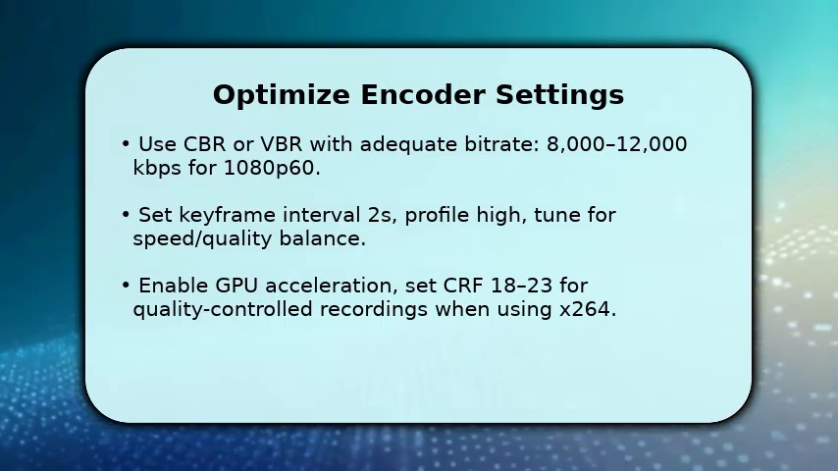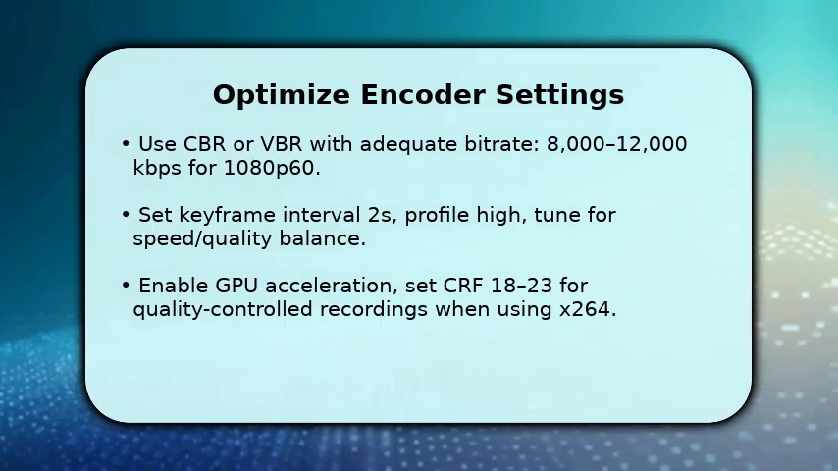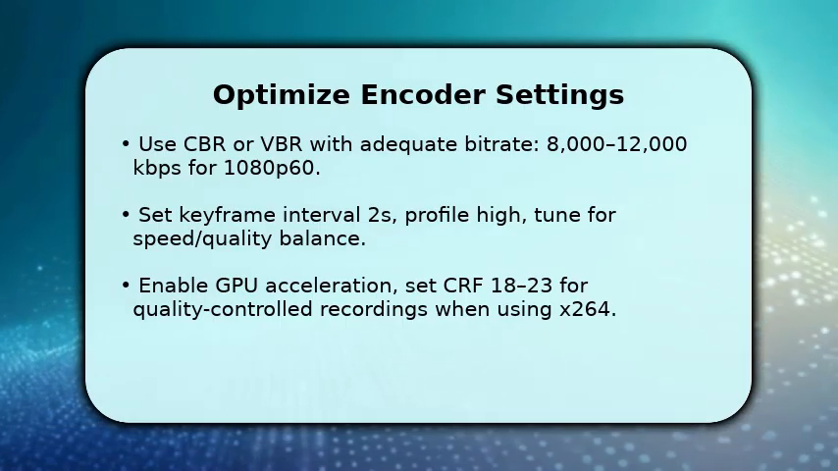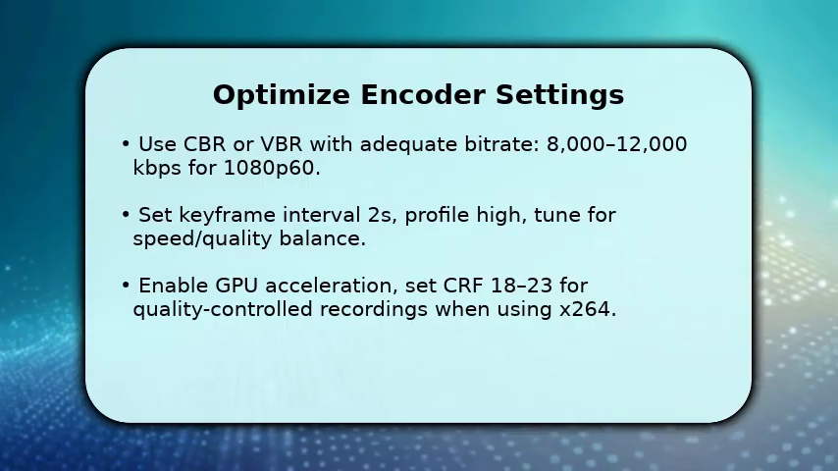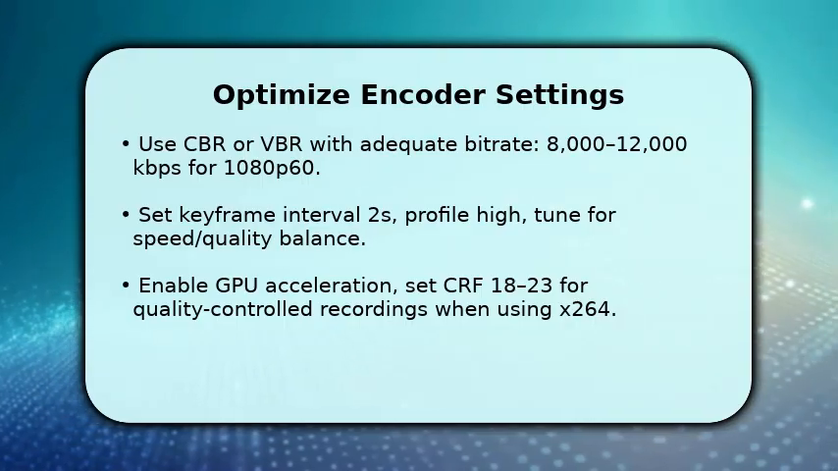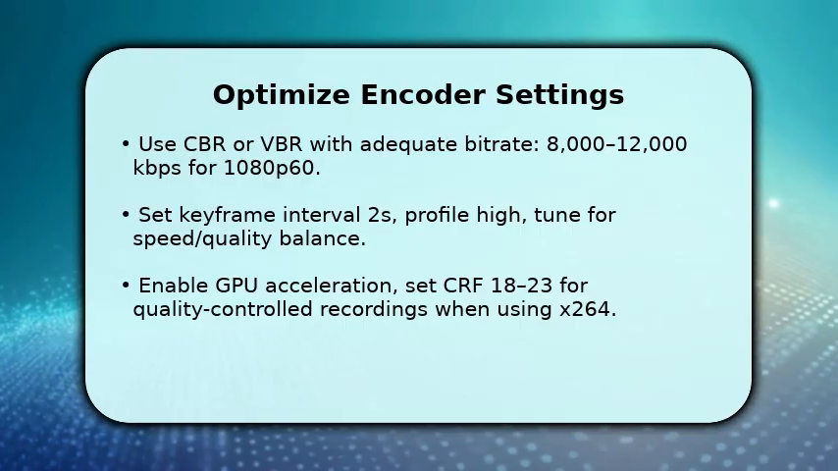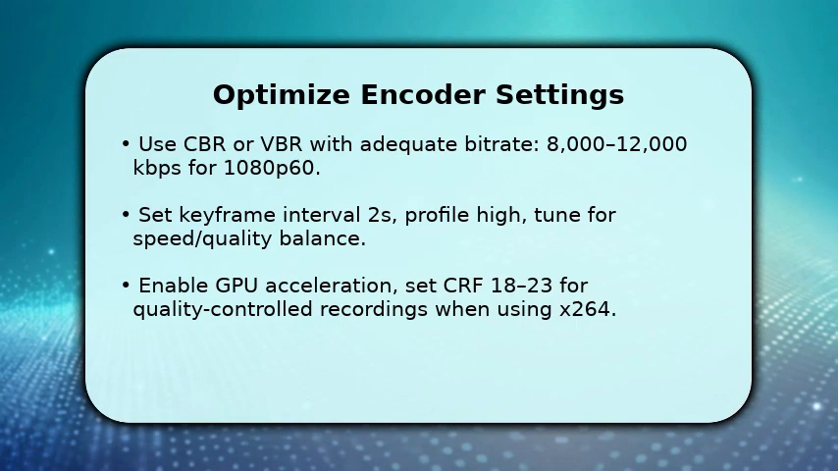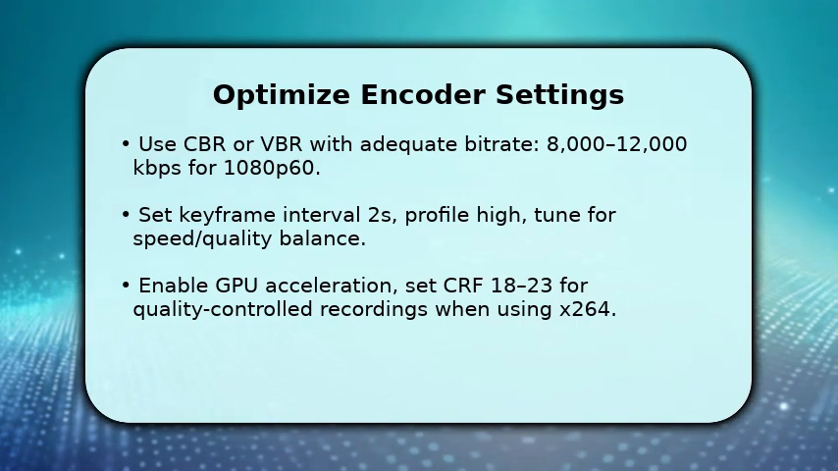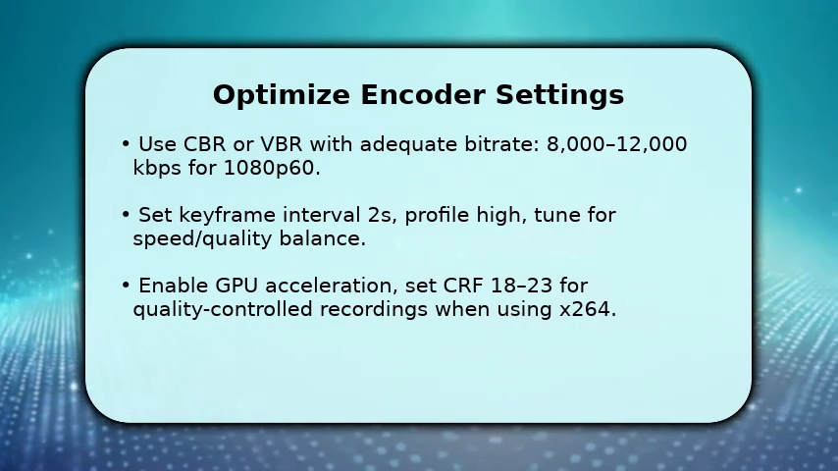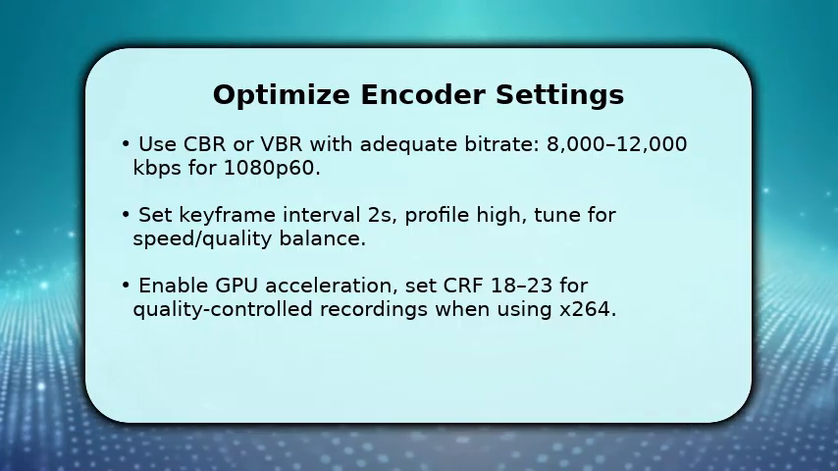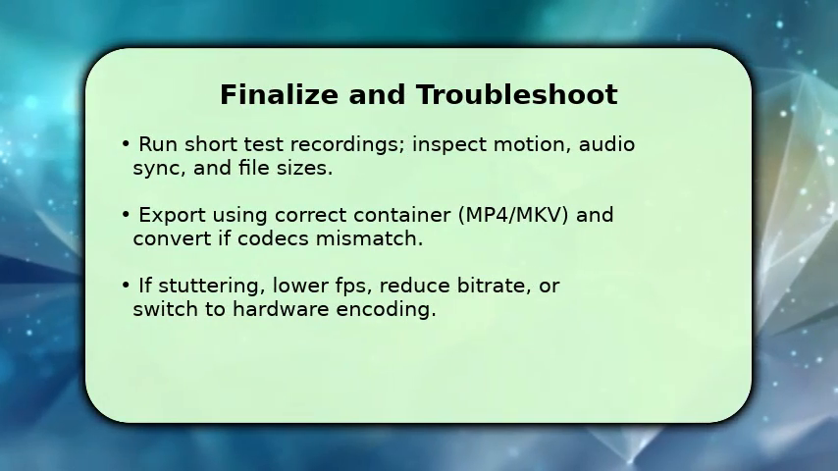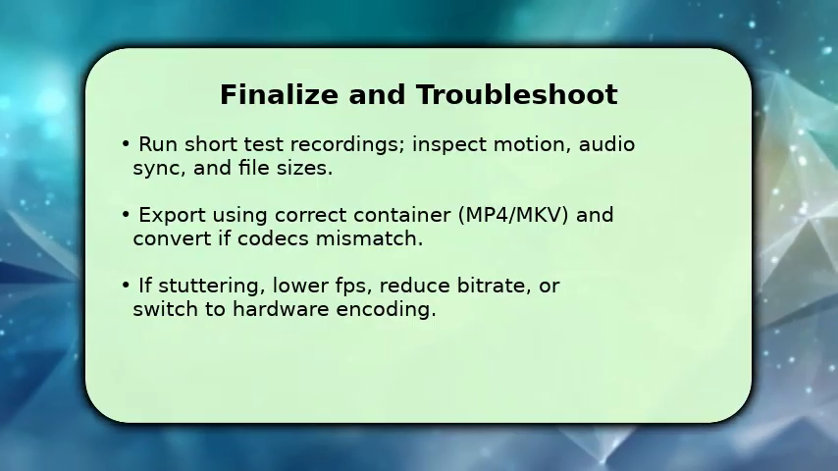Choose CBR for streaming or VBR for local files and target 8,000 to 12,000 kbps for 1080p at 60 fps, lower bitrate for 30 fps. Make keyframe interval 2 seconds and use high profile for cleaner compression. If using X264, set CRF between 18 and 23 to control visual quality. If hardware encoder, finish by validating the results with brief test recordings and close observation.